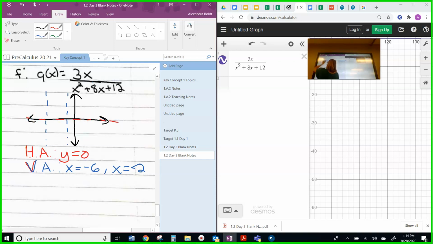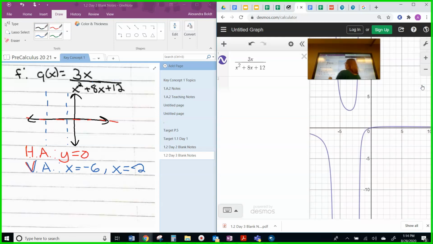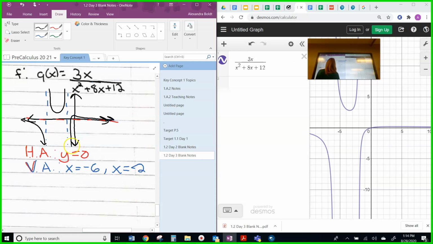So this is like chilling up here. This is chilling over here. And this one's being weird and going up and then back down. That's kind of what it looks like there. Okay. So last thing, our end behavior.